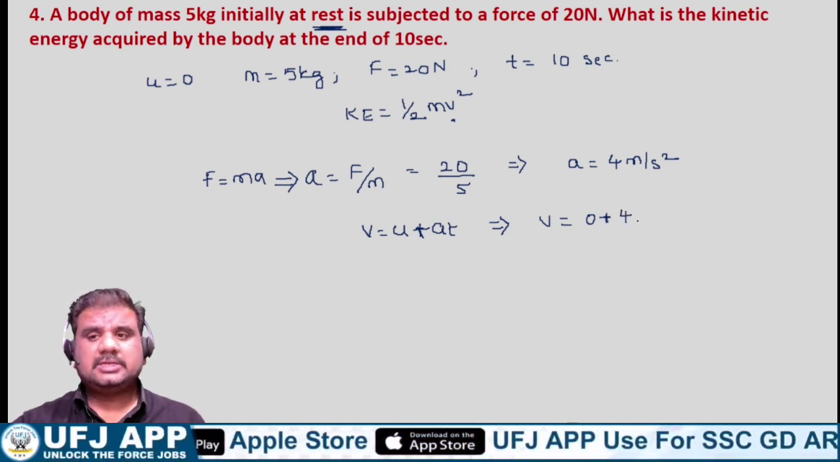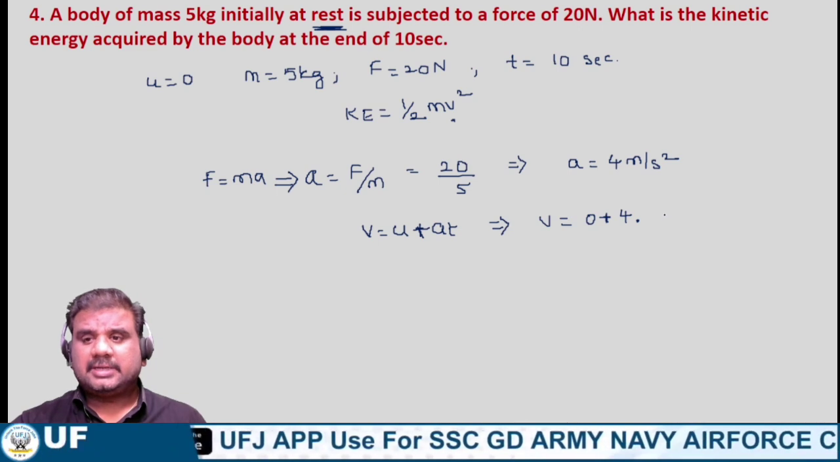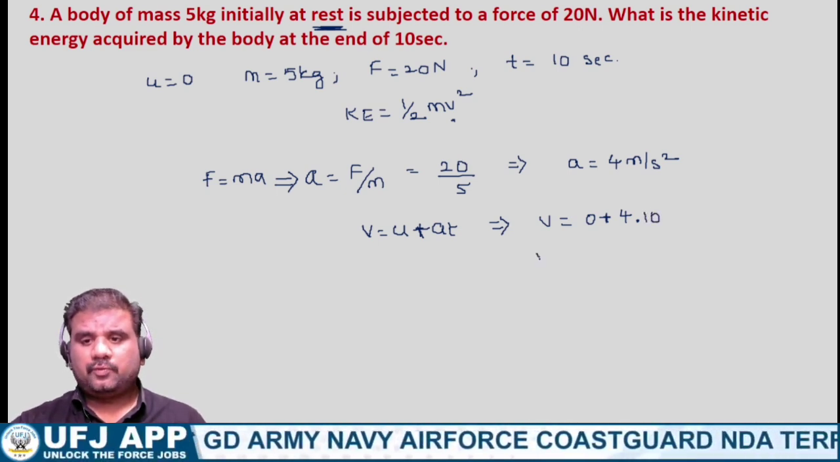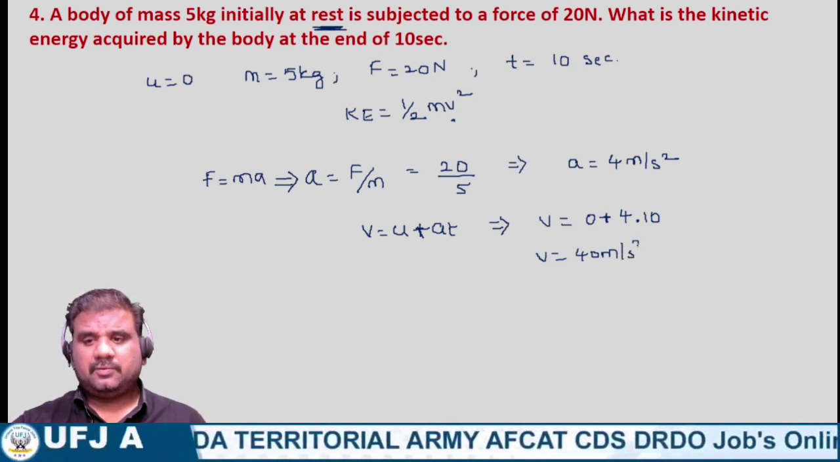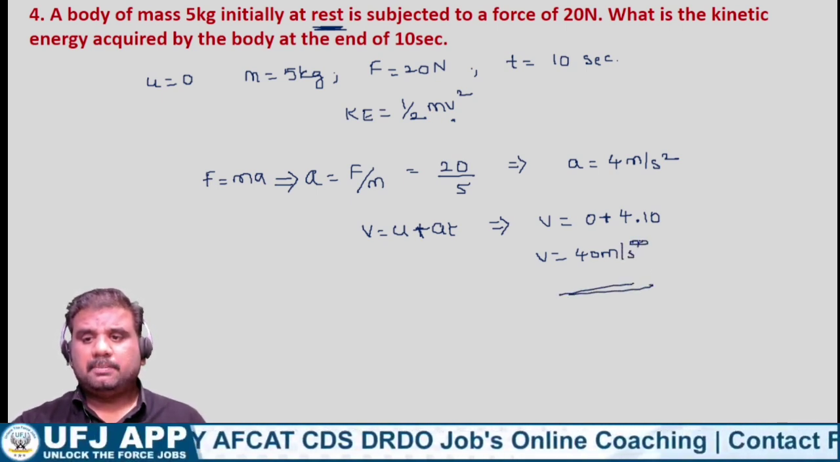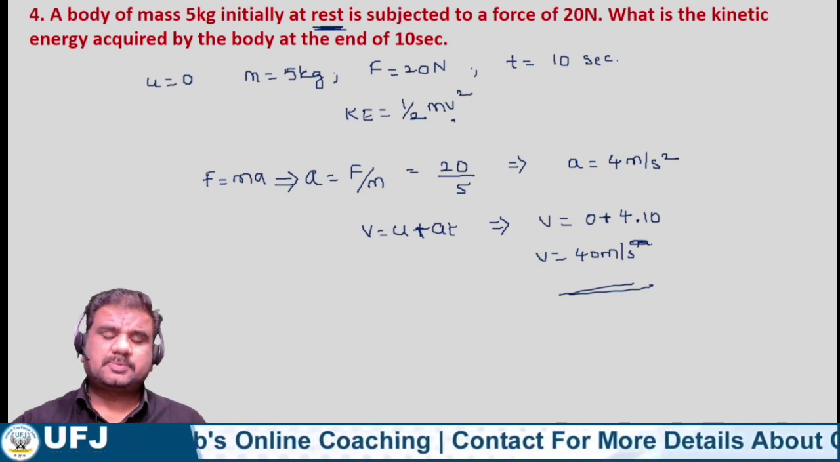4 meter per second square. What is the time? 10 seconds. So V equal to 40 meters per second. Velocity equal to 40 meters per second.